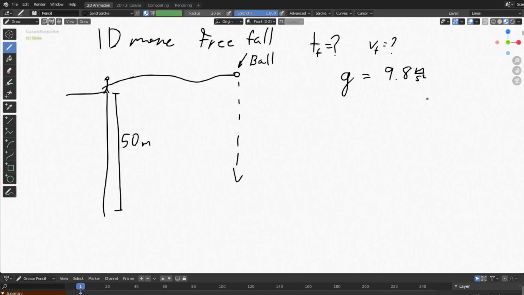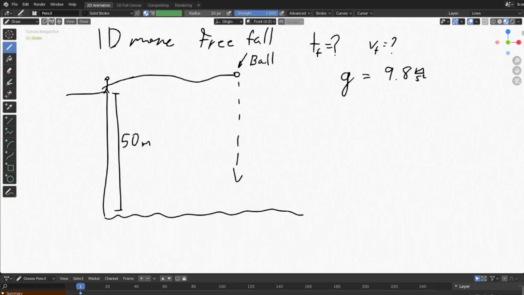So we're assuming that this ball is dropped directly 50 meters over. Don't worry about the height of the person and stuff. And we're just trying to see the time it takes to hit the ground. So we're going to say rough ground at the bottom. What time it takes to hit the ground and how fast it's going when it hits the ground.